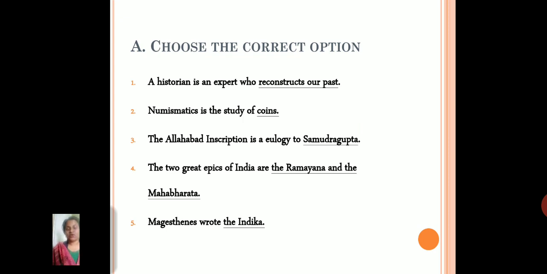Alright, now let's go to the fourth one. Now, the two great epics of India are blank. Alright, your options are the Ramayana and the Mahabharata. The second option is the Mahabharata and the Odyssey. The third option is the Gita and the Puranas. The fourth option is the Arthashastra and the Manimekalai. Alright, so these are your options. Of these, which is our correct answer? The correct answer I've put up on the slide. Please write it down with your pencil in your textbook. The two great epics of India are the Ramayana and the Mahabharata.